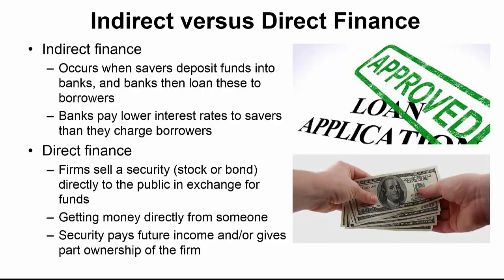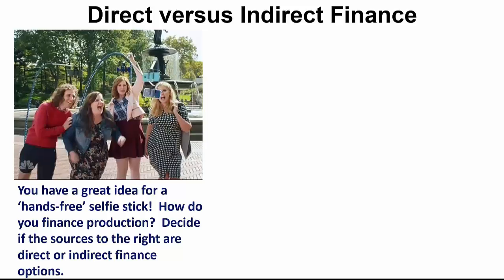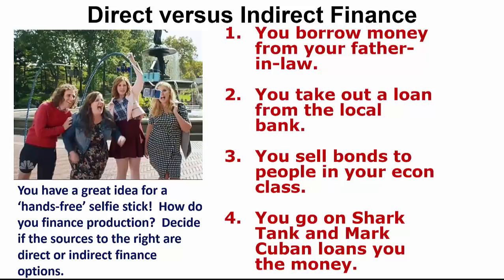As an example, if you borrow money from your parents, that's a direct loan because the parents are giving you the money directly. So here are some examples. Let's see if we can answer these questions. We're going to refer back to our hands-free selfie stick. In order to get this production off the ground, you first have to get some money. So if you borrow money from your father-in-law, would that be direct or indirect? It would be direct, because he would be giving you the money directly.